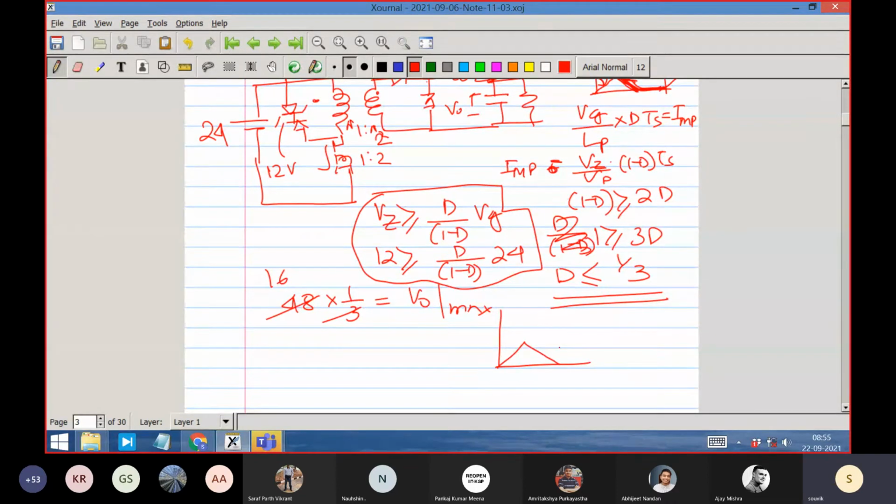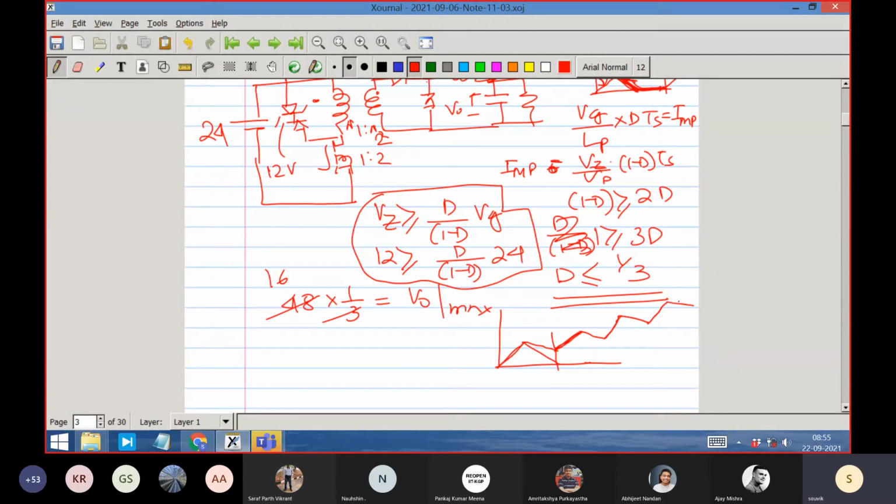Suppose you have done it beyond that. What will happen? The current will not come down to 0. It will come only to here at the end of the period. Next, again you have gone up. This is independent of anything, you are applying VG. So it is this, and then again it will not come back. Next cycle it will not come back. So the magnetic circuit will eventually saturate after some time.